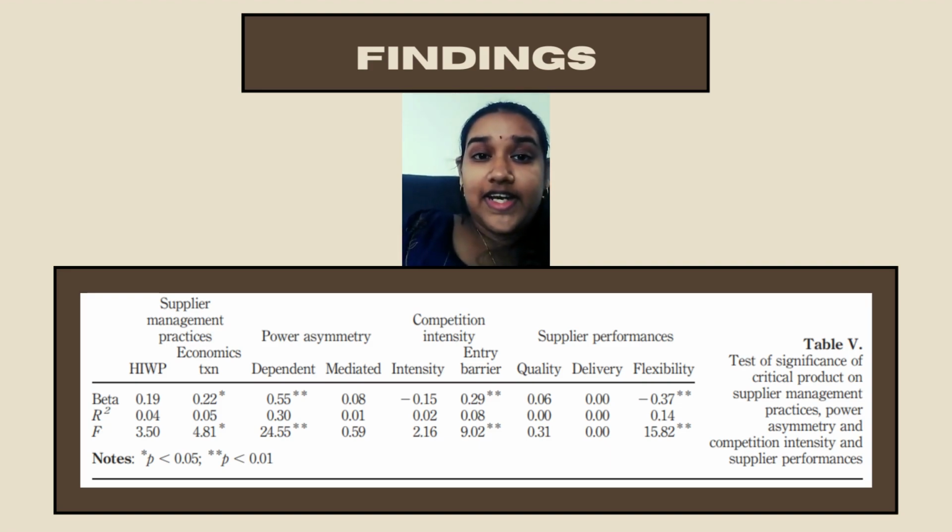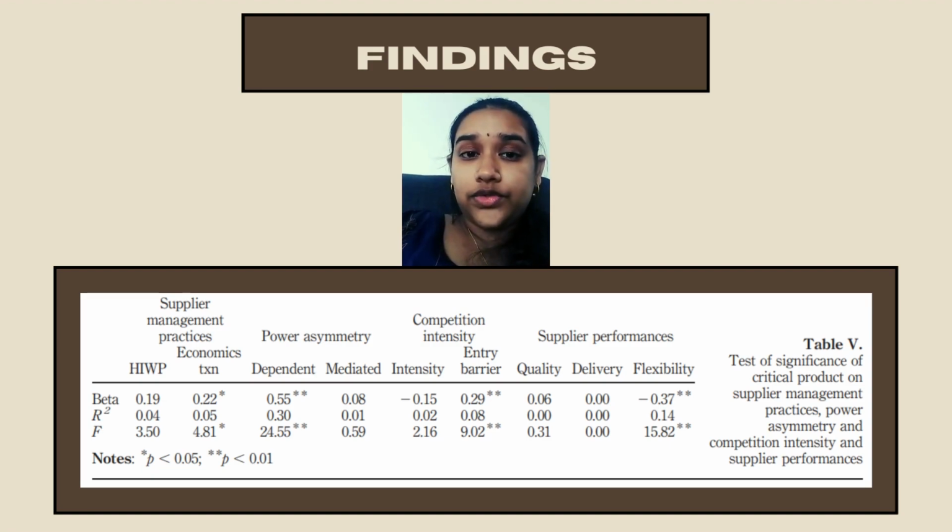The results of the regression analysis showed that there was a significant and negative relationship between high involvement work practices (HIWP) and supplier quality and flexibility. This indicates that implementing HIWP has a detrimental effect on supplier quality and flexibility. Conversely, the analysis indicated that economic transactional practice had a positive influence on delivery performance, which supports the hypothesis that this type of practice enhances supplier delivery.